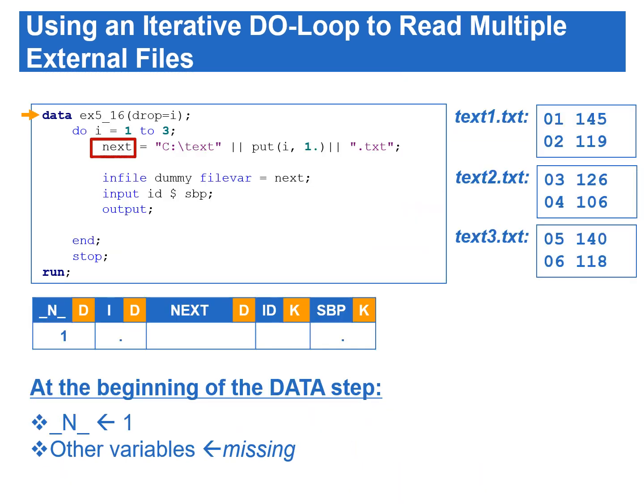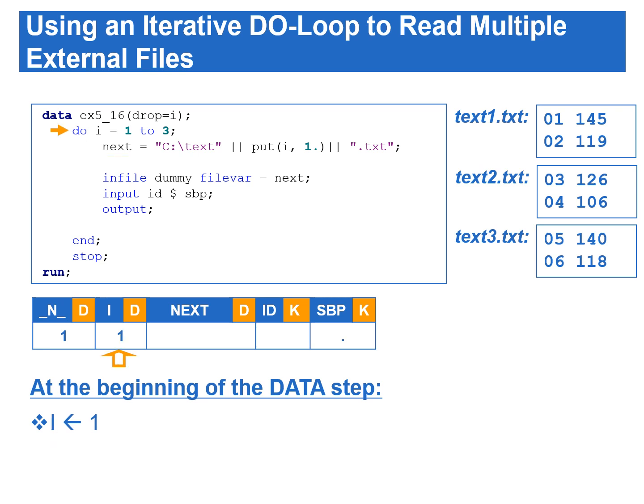Now let's see how the data step executes at each iteration. One thing that I made changes in this program, is the name of the variable to store the file name. The variable name becomes next. At the beginning of the first iteration, _n_ is set to 1. The rest of the variables are set to missing. At beginning of the do loop, I is initialized with value 1. The external file name is created.